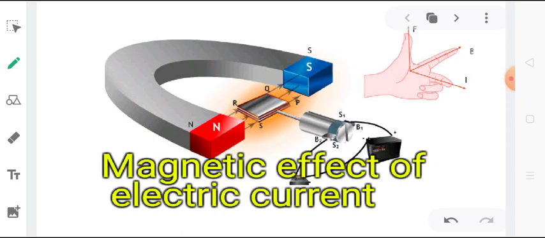Today we will continue with the chapter that we have been studying for the last couple of days, and we'll be introducing a new topic in that chapter: magnetic effect of electric current. In the previous lecture, I had told you about the famous experiment that was conducted by Sir Hans Christian Ørsted that led to the discovery of magnetic effect of electric current.